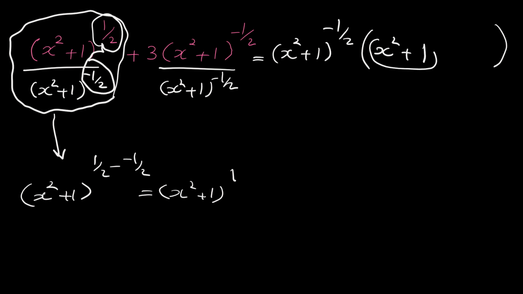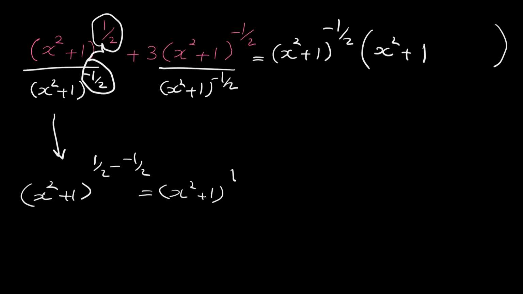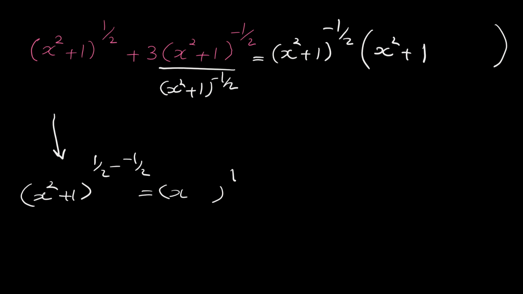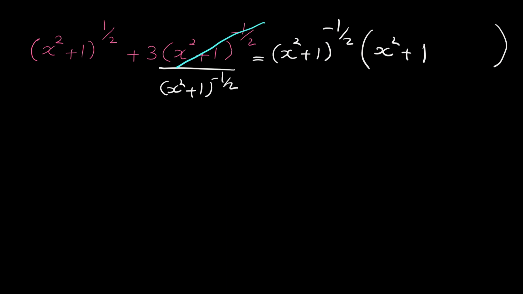If you want, you can put a bracket for this, but it's not really necessary to put the bracket for this. What about the next term? If you pay attention, for the next term, this cancels with this. What remains? 3. So we have plus 3 here.